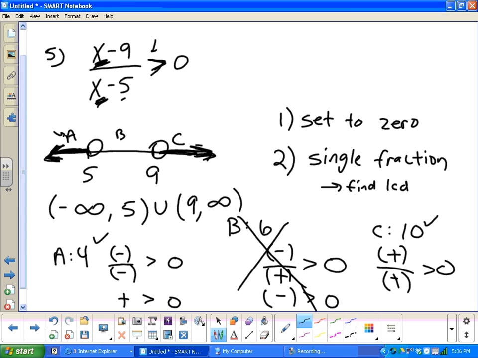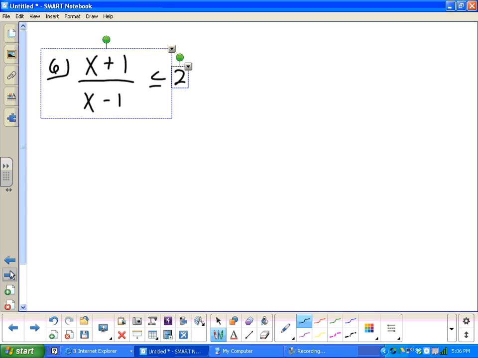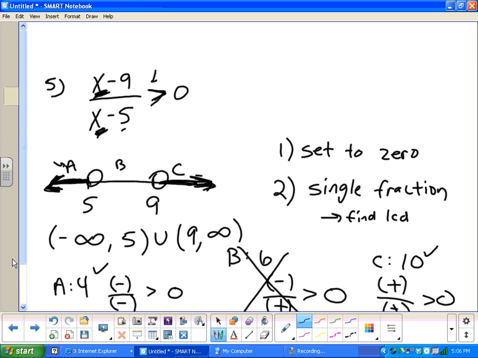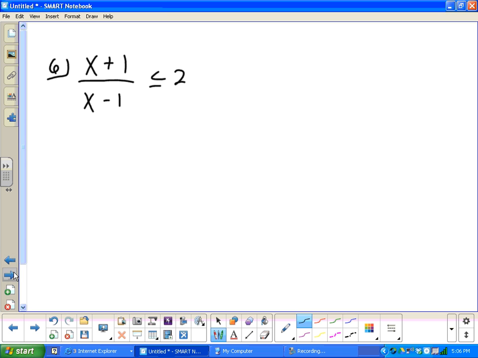Okay, now let's look at 6. I think almost all of us had missed number 6. There's a couple people that got it right. So kind of go back to these steps on this one. Notice that this one is not set to 0. Okay, number 5 was set to 0 here, so it wasn't a big deal. So I've got to do this first step on number 6. I have to set it equal to 0.